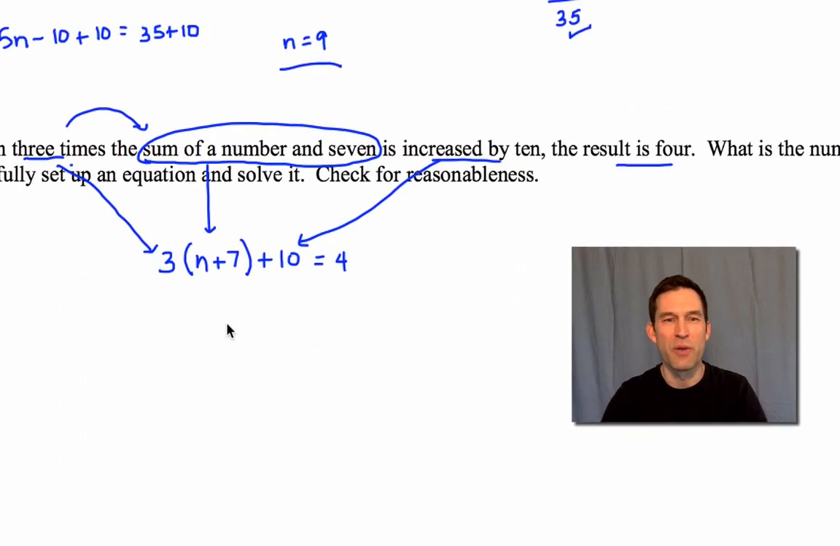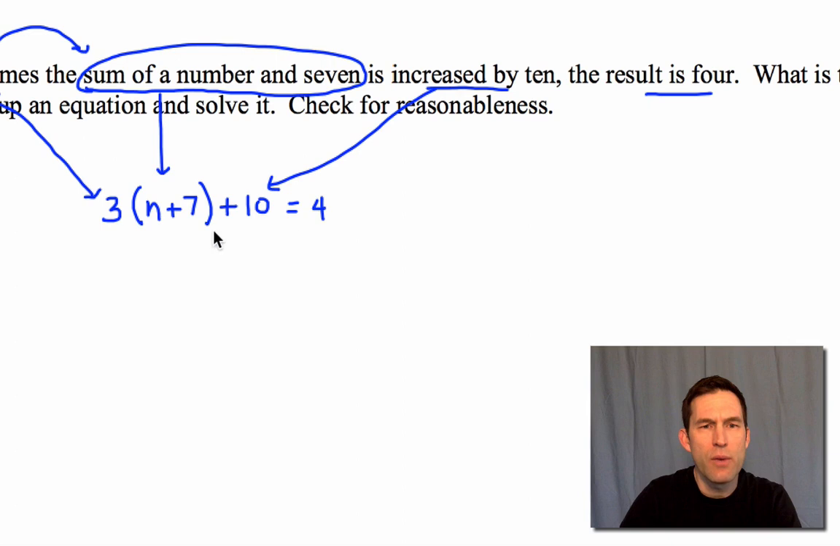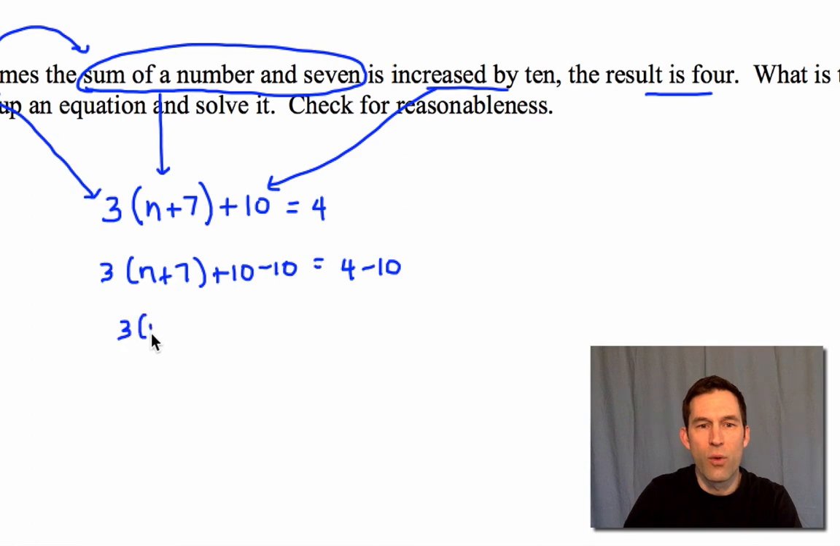All right, let's go through it. So what's been done to n? Well, we added 7 to it, we multiplied by 3, and we added 10. So let's undo that. Let's subtract 10 from both sides. Be careful, we have a 4 minus 10. Don't tell me that's 6.